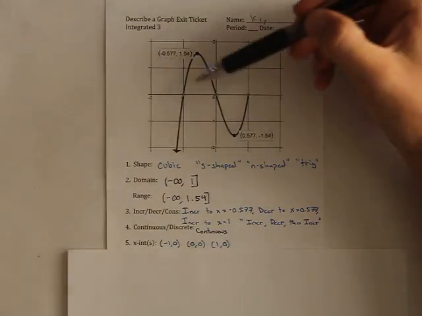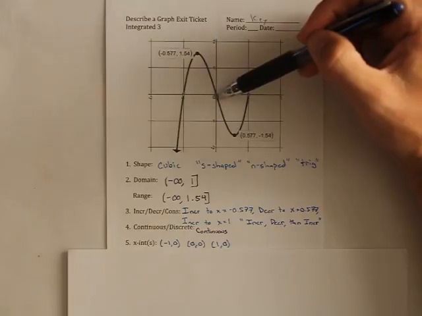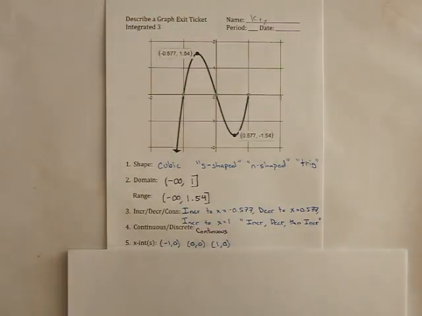I have 3 of them. Here, here, and here. All 3 are x-intercepts. They're all on my x-axis. Okay? I should list all of them. Doesn't matter if there's 1, 2, 3, none. As many as there are, I should list.